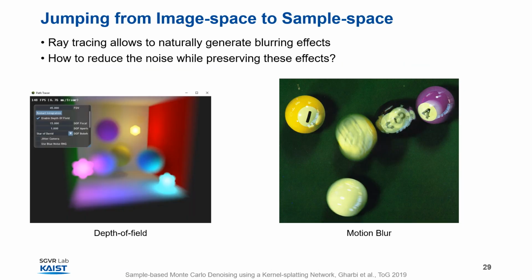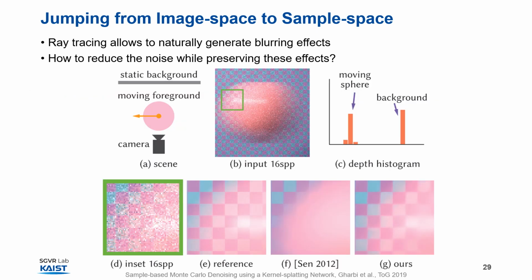Now we have talked about learning-based methods on image space. And let's move to sample space and path space methods. The motivation of this expansion is because there are effects that can be only expressed in sample space and path space. For instance, generating blurring effects like depth of field and motion blur are generated by jittering samples. So we need methods to work on sample space to successfully remove the noise while maintaining these effects.